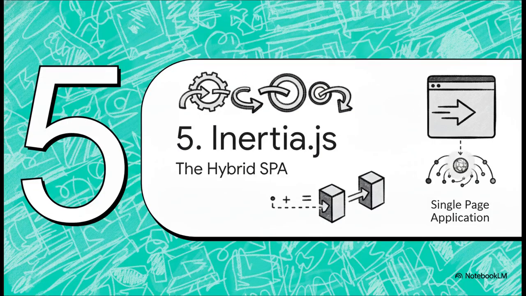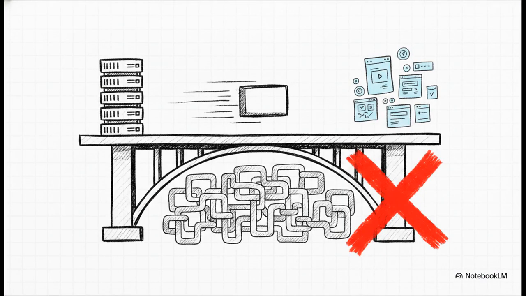Moving right along to Section 5, the hybrid SPA with Inertia.js. Okay, so now we are transitioning to the most advanced architectural paradigm in our stack today, the fully decoupled single-page application. Inertia.js is just a brilliant piece of engineering. It essentially bridges Laravel directly to modern JavaScript frameworks like Vue or React. Here's how the mechanics actually work. It replaces your presentation layer entirely, but keeps the Laravel backend completely intact.